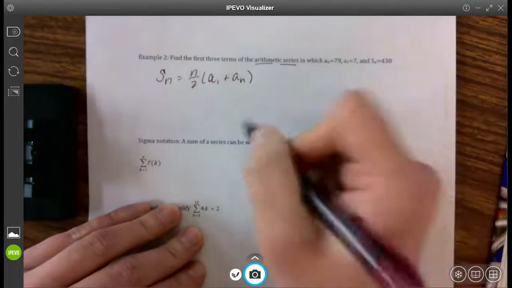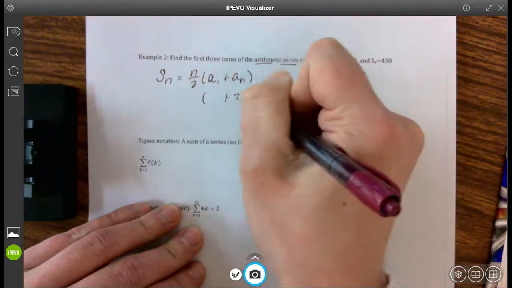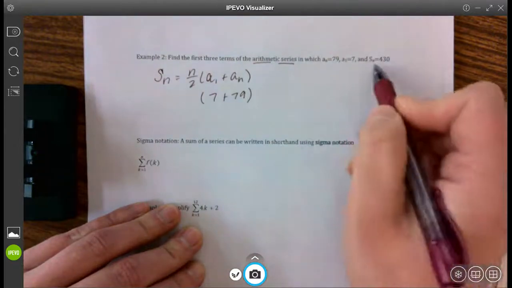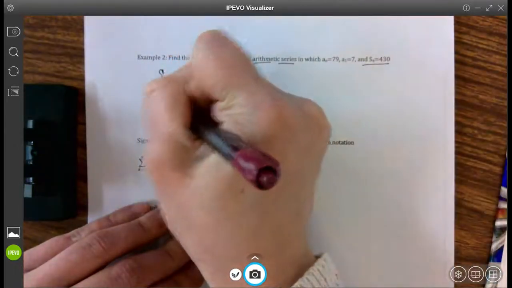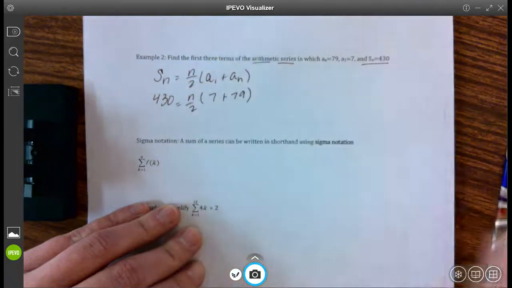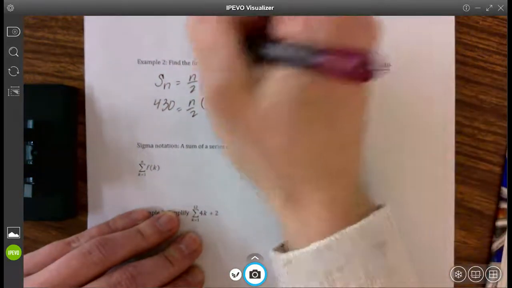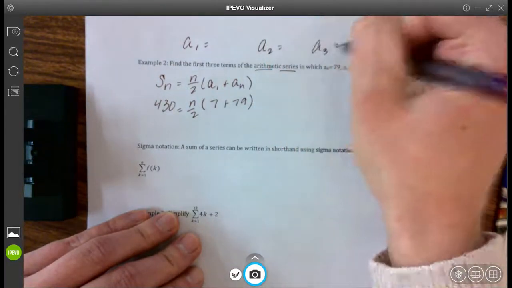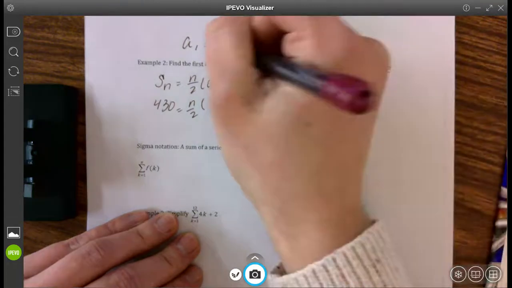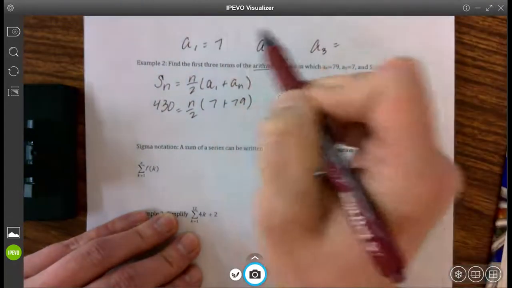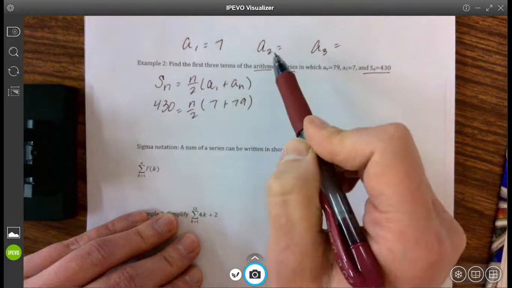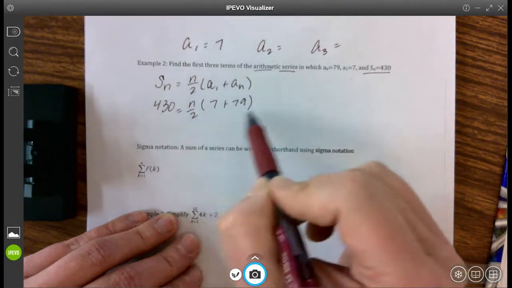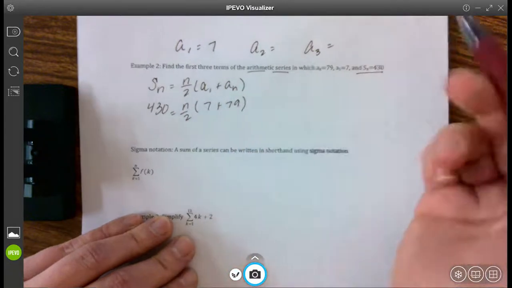Well, I know A sub n is 79. I know A sub 1 is 7. I know the sum of it all is 430, but I don't know n. Do I even need to know n? They want the first 3 terms. They want term 1, they want term 2, and they want term 3. I have term 1. In order to get to term 2, I need a common difference. I have n here. I don't have a common difference. This formula only did so much for me, so maybe I should do the other formula.